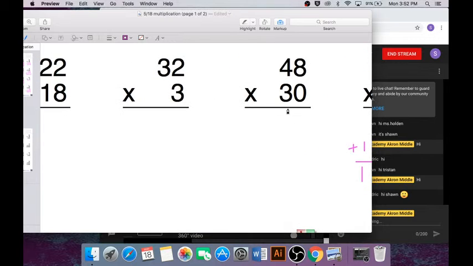Our next one, we have 48 times 30. We're going to start with 0 times 8. 0 times 8 is 0. And 0 times 4 is also 0. Now we're going to move over to our 3, so we need to put a 0 to hold our place. We have 3 times 8, which is 24. On the 4, we're going to carry our 2. 3 times 4 is 12, plus 2 is 14.